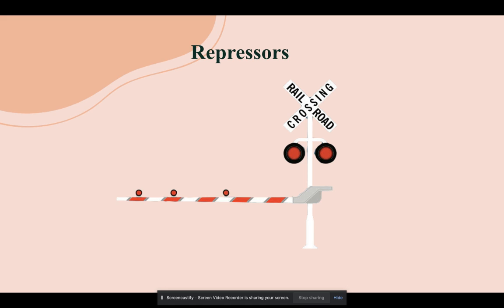Contrastingly, repressors serve to block transcription of a gene. Think of the railroad crossing gate. When it's down, your car can't move, just like repressors block the transcription of a gene.